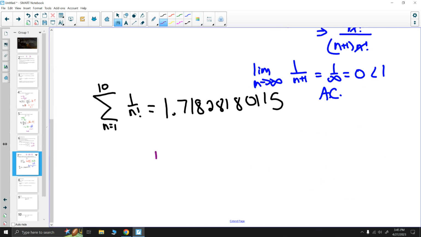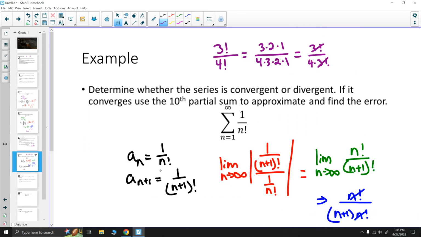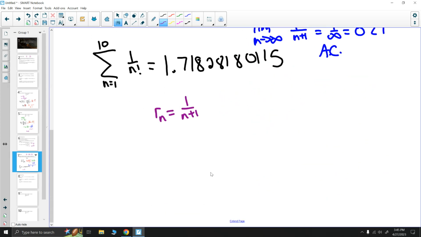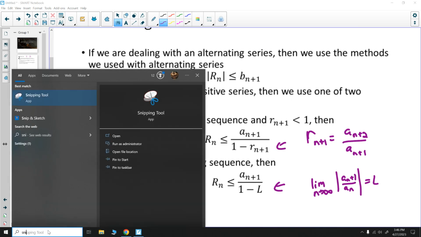Our simplified ratio here, r sub n, is 1 over n plus 1. That is what our r sub n is. It's a sub n plus 1 over a sub n. So that means we have 1 over n plus 1. So if we think about this in terms of the first term, the second, and so on, when n is 1, this would be 1/2. When n is 2, this would be 1/3, 1/4, 1/5, etc. So this is a decreasing sequence. So because it's decreasing, we are going to use this formula for our remainder.